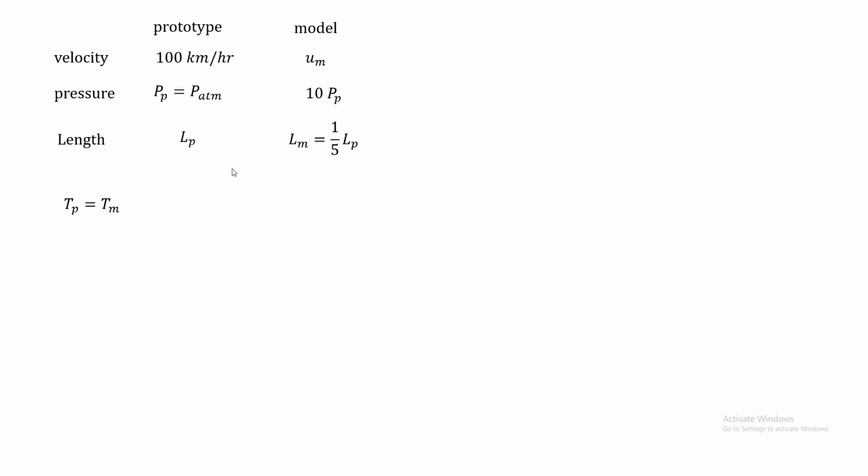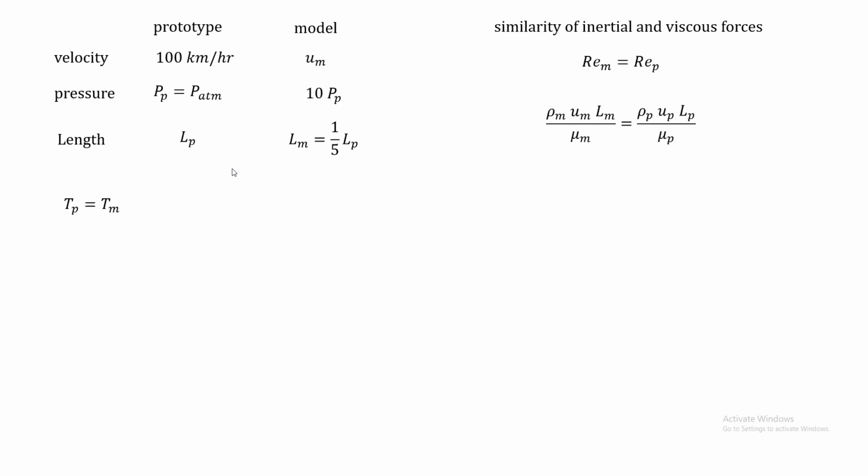One more condition is that there is a dynamic similarity of inertial and viscous forces, which means the Reynolds number for both the cases would be equal, right? So the Reynolds number for model as well as the prototype is equal. That is what we are going to equate to solve this problem, which will be rho m Um Lm by mu m is equal to rho p Up Lp by mu p. So we have to find Um, and we know Up, and we have a relation for Lm and Lp as well. We have been told that it's a variable density wind tunnel, right?